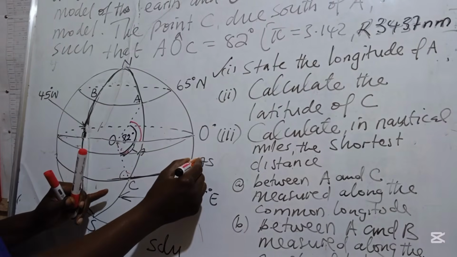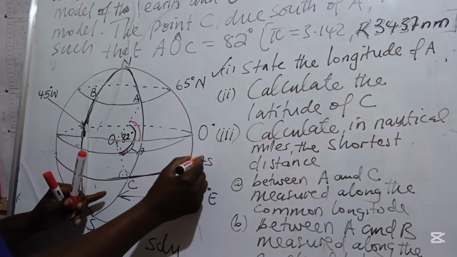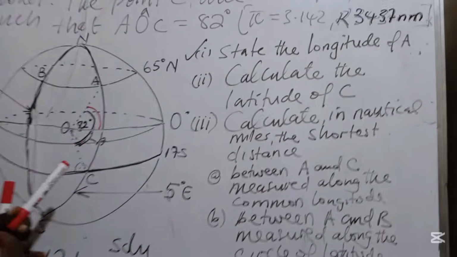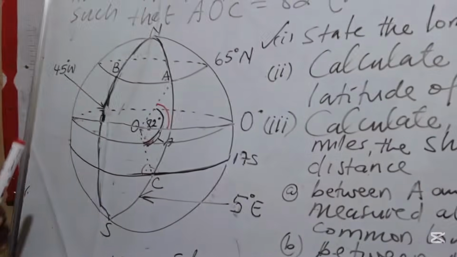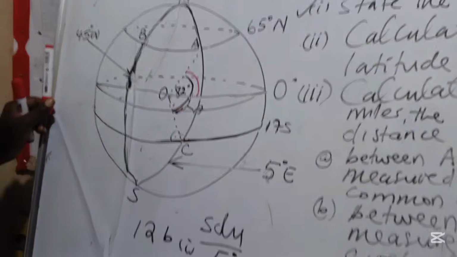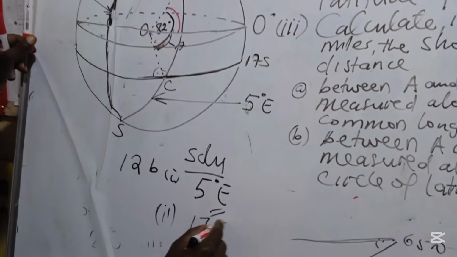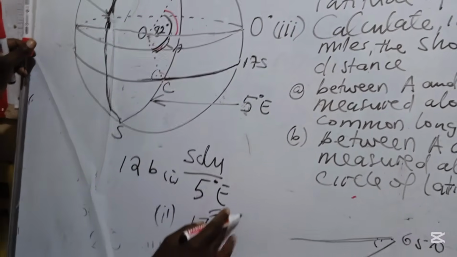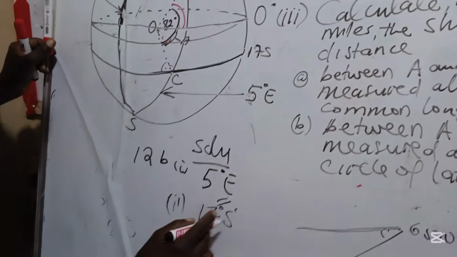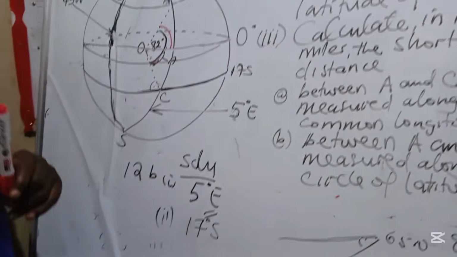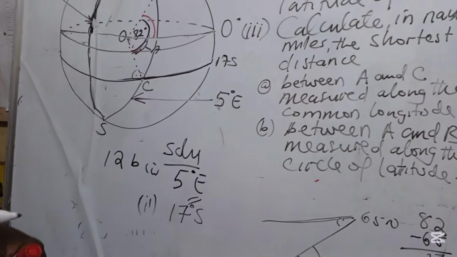So now, what is the latitude of C? The latitude of C is equal to 17 south. You write 17 south. I hope you are enjoying. Look at your neighbor, say, neighbor, I'm enjoying. You should tell your neighbor that I'm really enjoying.